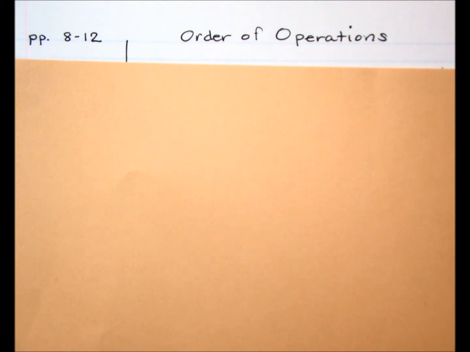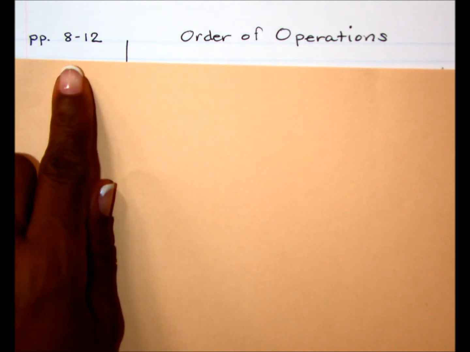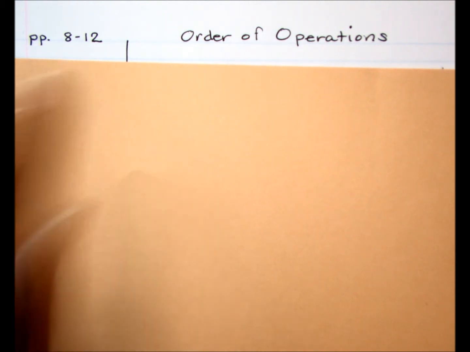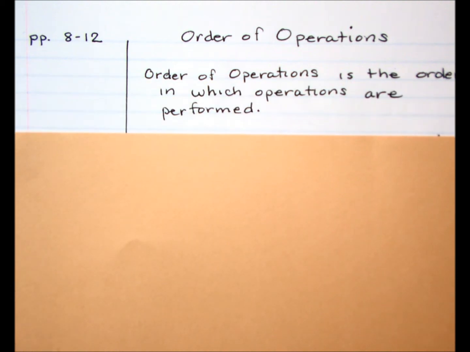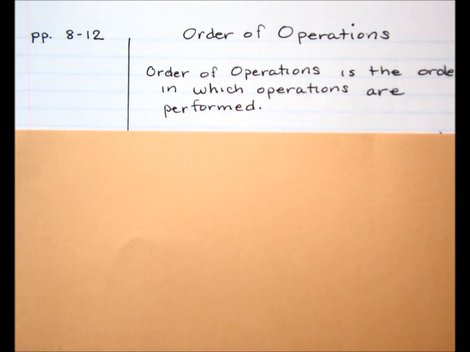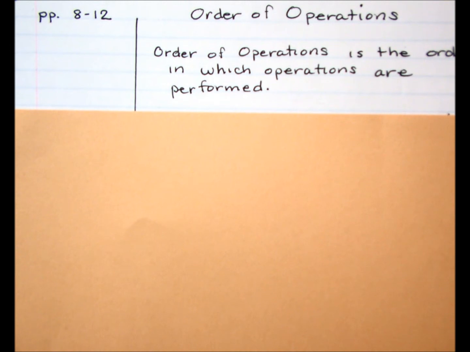This lesson is on the order of operations. Your reference pages in the book are pages 8 to 12. Now, the order of operations is the order in which operations are performed. There's a specific order that we perform our operations in.